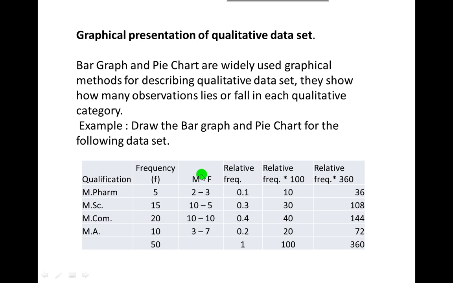So we draw the column according to the requirement. So how do we construct the multiple bar graph? In each category we have 2 subcategories. We will represent the values of the male category and female category by separate bars.